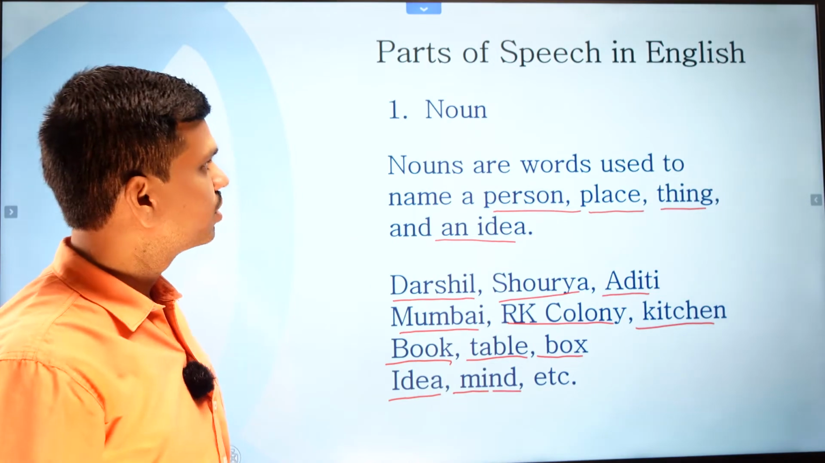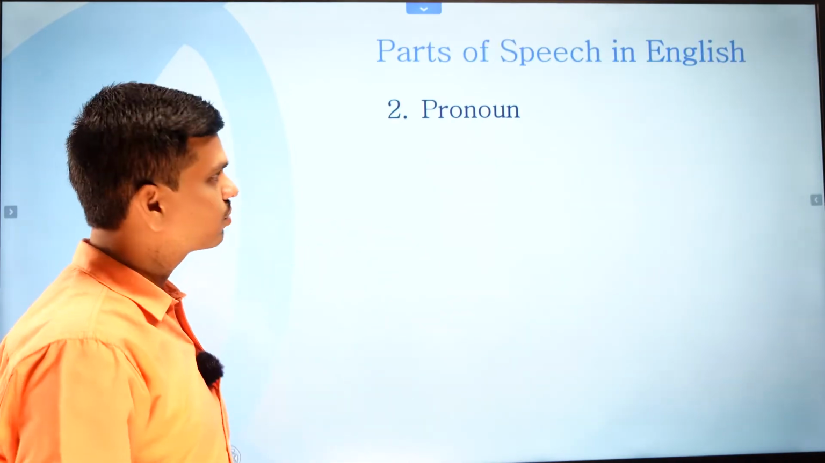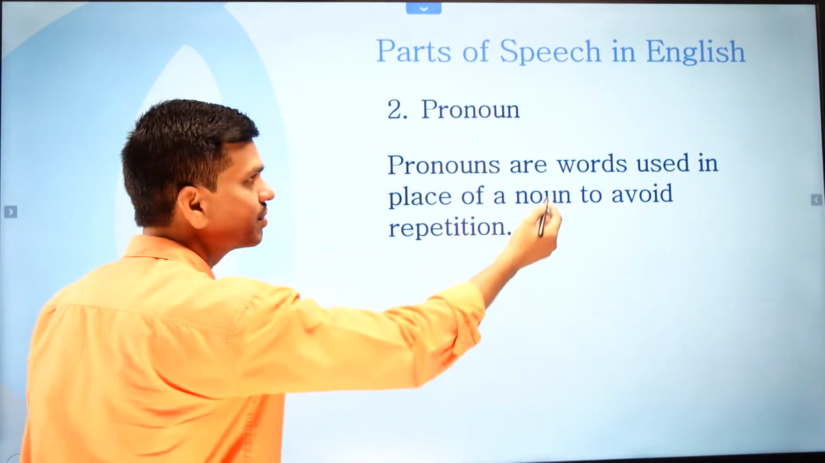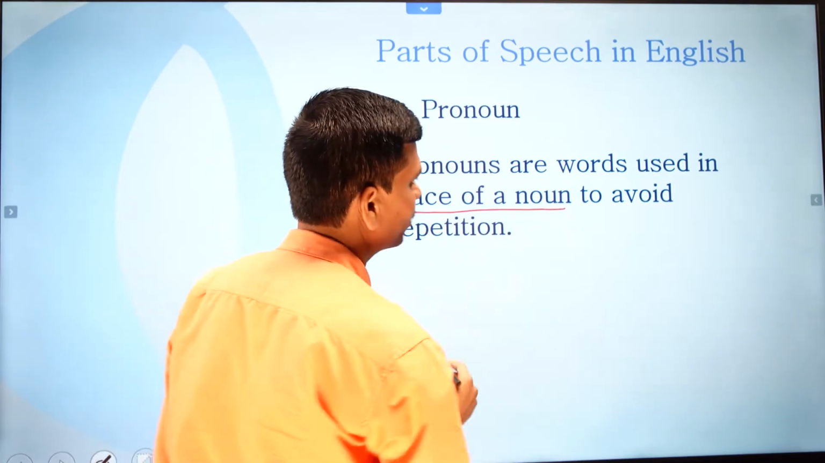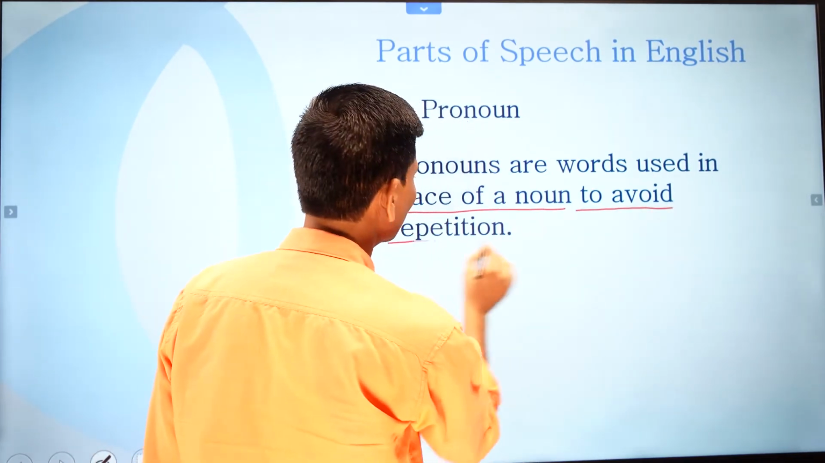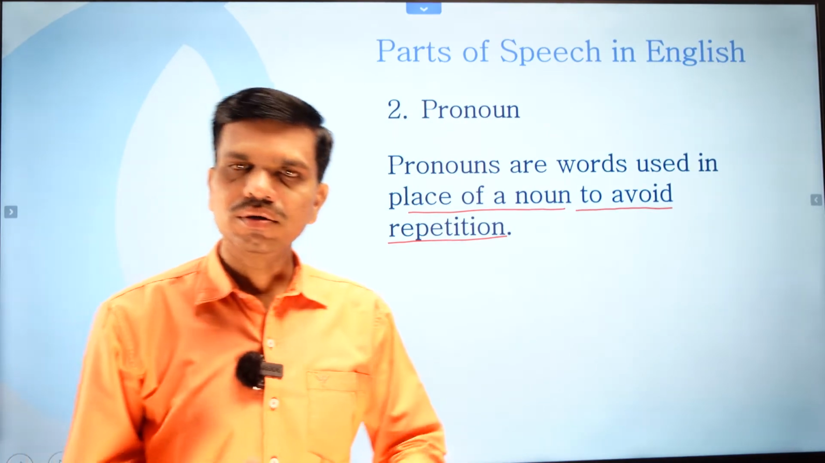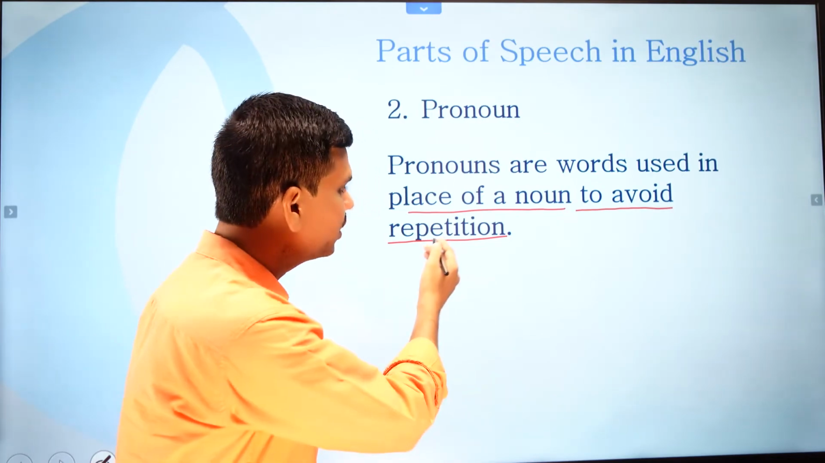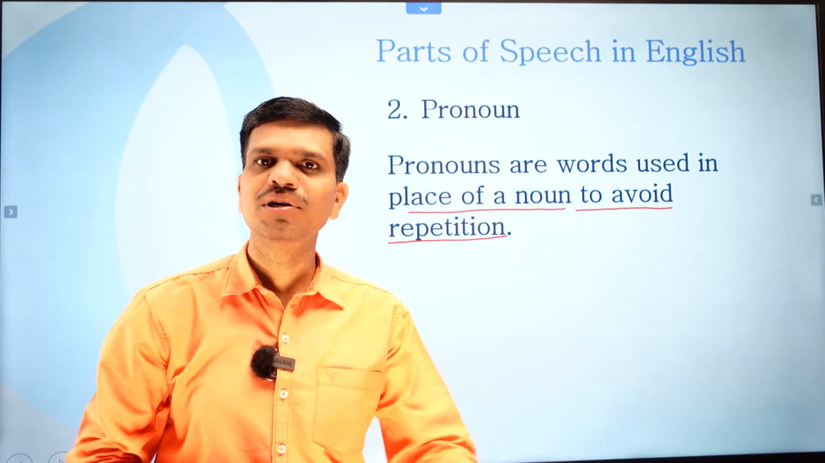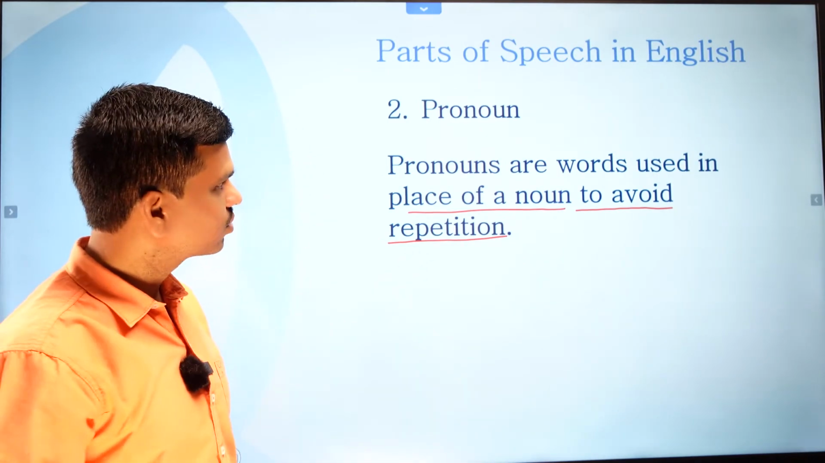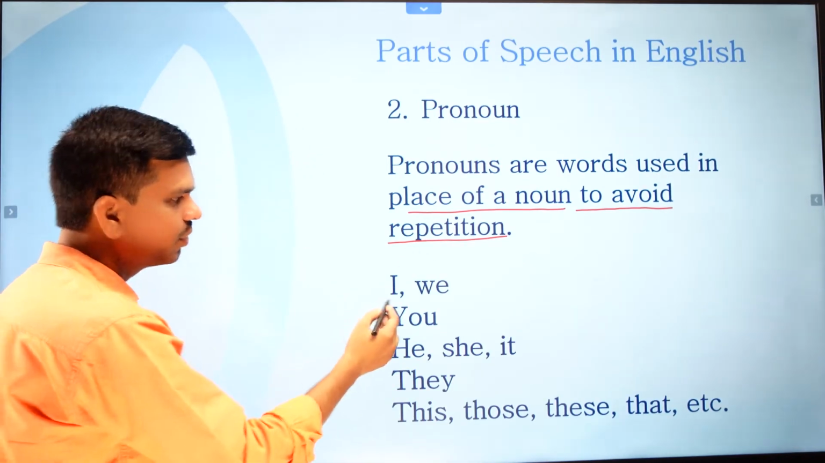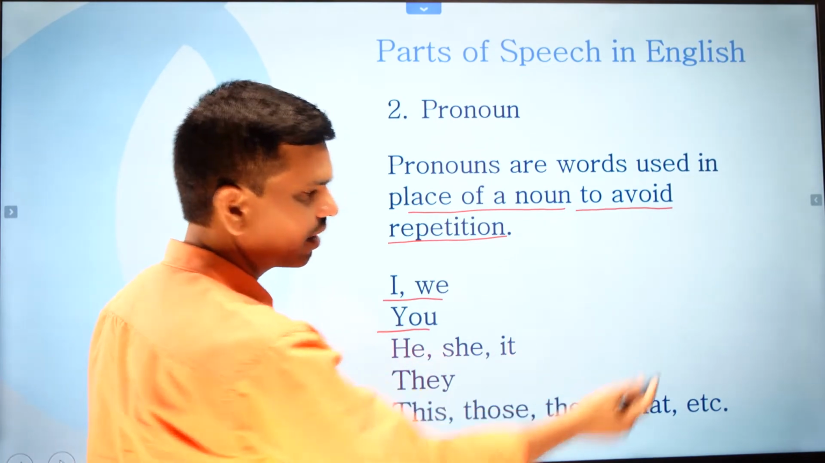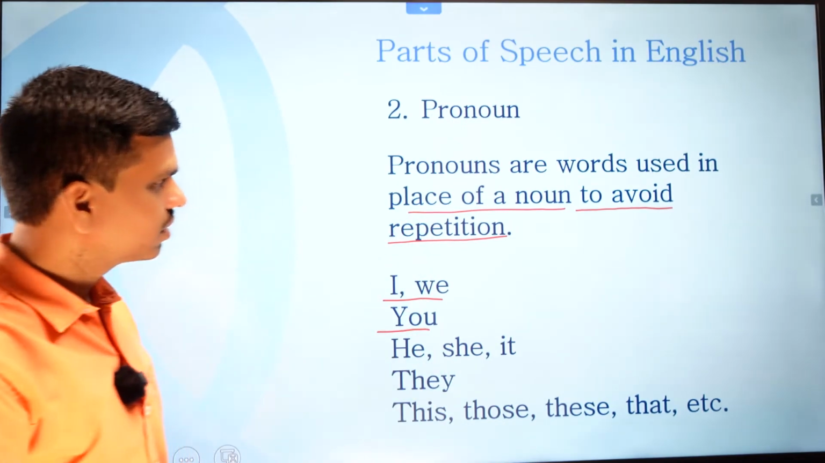Now number 2, here we have pronoun, the second part of speech, and pronoun is very simple again like noun. So pronouns are words used in place of a noun. Now this is important to avoid repetition of that particular noun. So most of the time we use these pronouns instead of nouns. Why? Because we want to avoid this repetition of that particular noun. And here you find some of the examples of pronouns. So here we have I, we, then you have you, he, she, it, they, these, those, that, etc. So there are again many pronouns in this category.